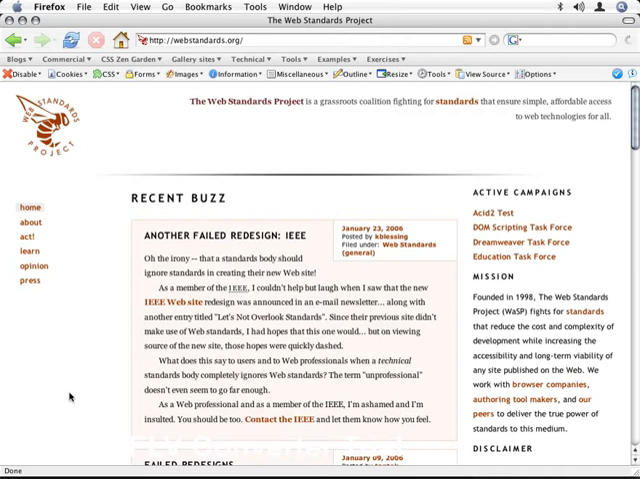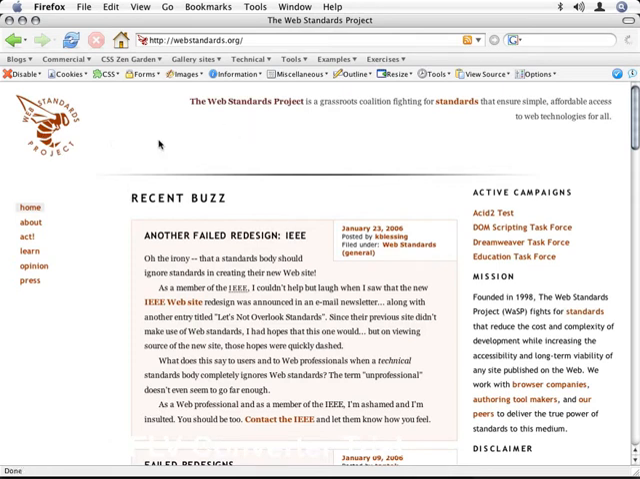One of the things that we've learned over the last few years is that web standards, the kinds of technologies we're working with, XHTML, CSS, and accessibility, all of these things fall under what we term web standards. You can see here that I'm looking at the Web Standards Project website.